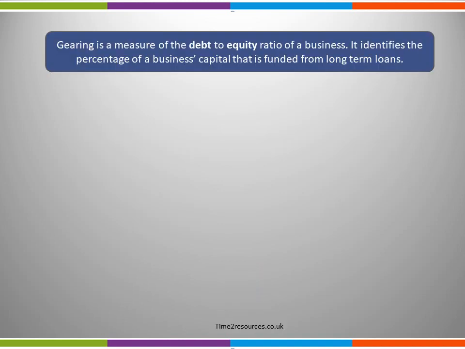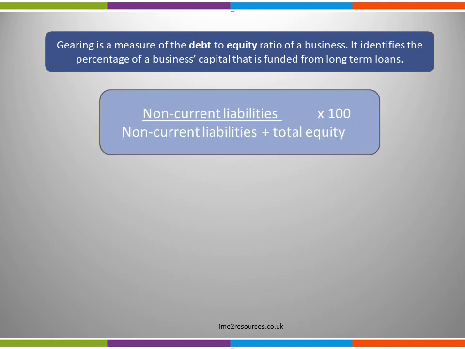So, what were the key points in this video? Gearing is a measure of the debt to equity ratio of a business by identifying the percentage of a business's capital that is funded from long-term loans. The formula is non-current liabilities divided by non-current liabilities plus total equity times 100. The information for this calculation is likely to come from an extract of a business's statement of financial position, which can also be called the balance sheet.